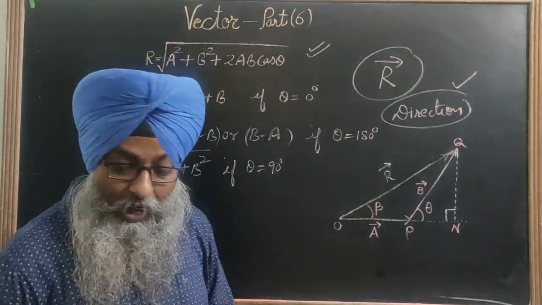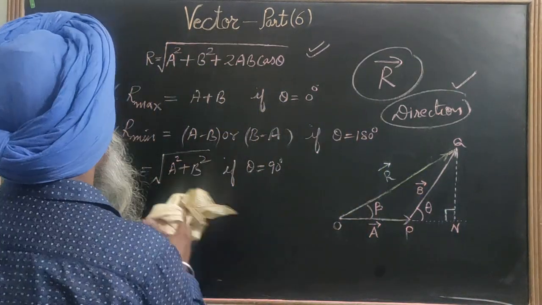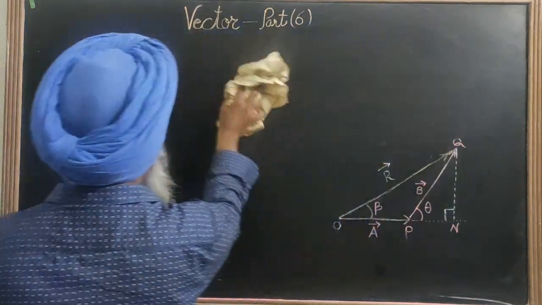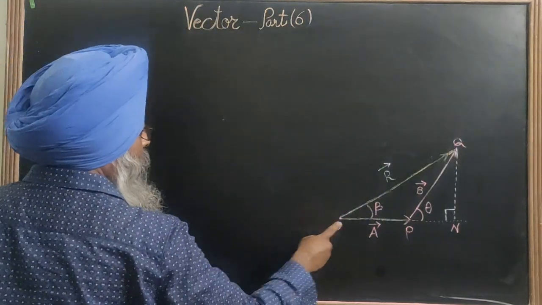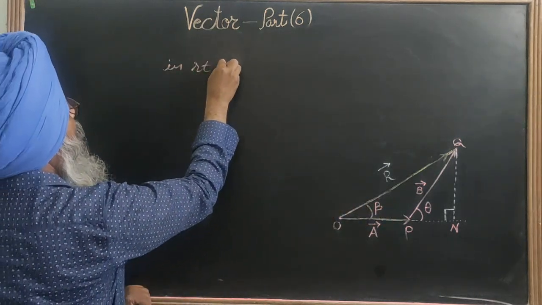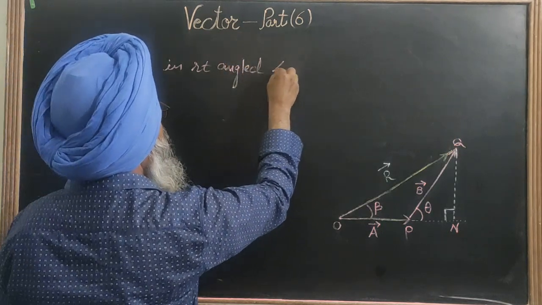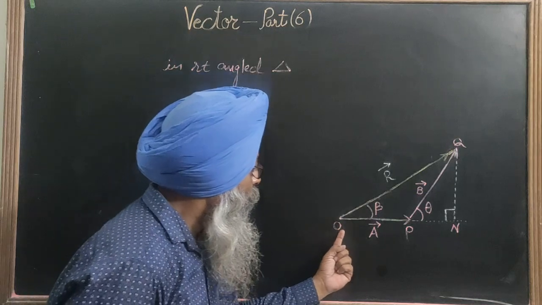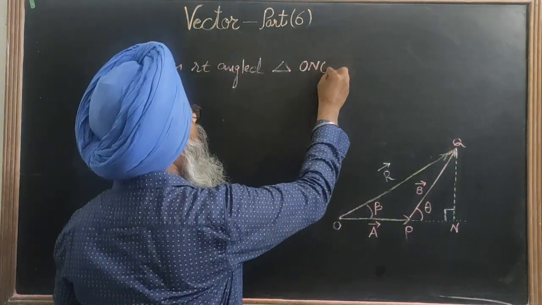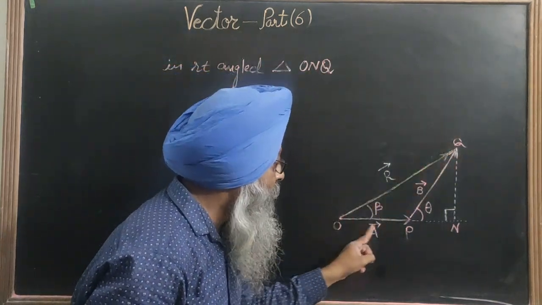Okay, now how to find out this value? First of all, I will rub the blackboard. Now, in this diagram, in the right angled triangle O and Q, in this triangle, angle beta comes.